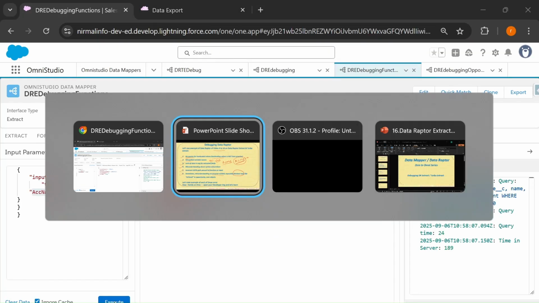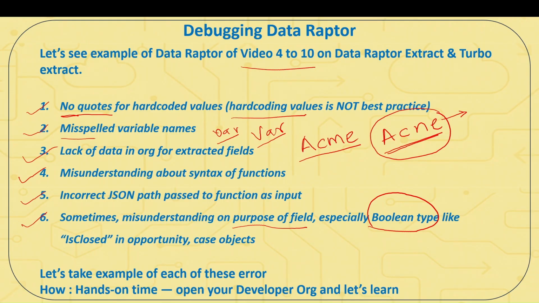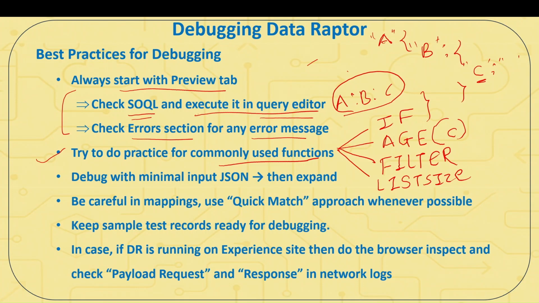And that's the point I was trying to explain to you. Incorrect JSON path passed to a function as the input. So these are high-level possibilities of errors in DataRaptor Extract. There may be other errors as well that I will explain. I will try to have one more video on the runtime errors. And these are some best practices. For this, I will create separate videos.